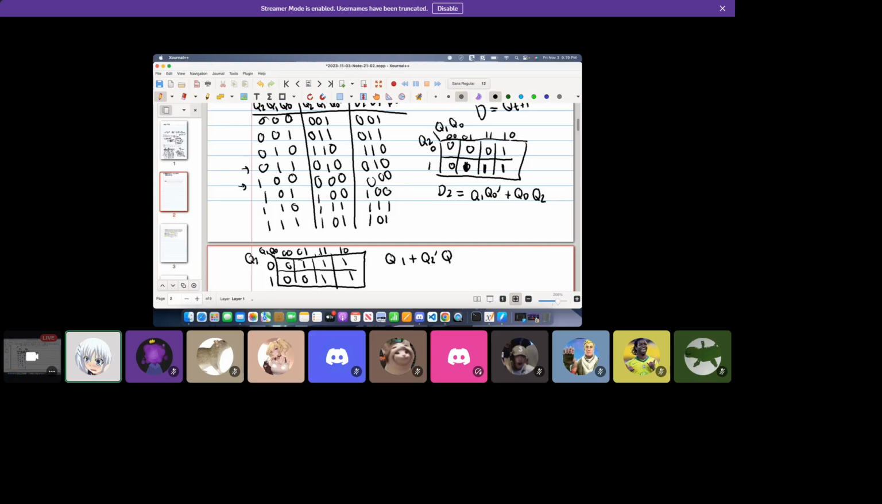Did I copy this wrong? Oh, you added an extra 1. Yeah, which is the extra ones. This is supposed to be 0. Okay, that makes sense, because low-key, I was like, that does not seem correct. Okay, so then this would just be Q1, Q0 prime, plus Q2 prime, and then Q0. Okay, this is now D1, and we got to get D2.